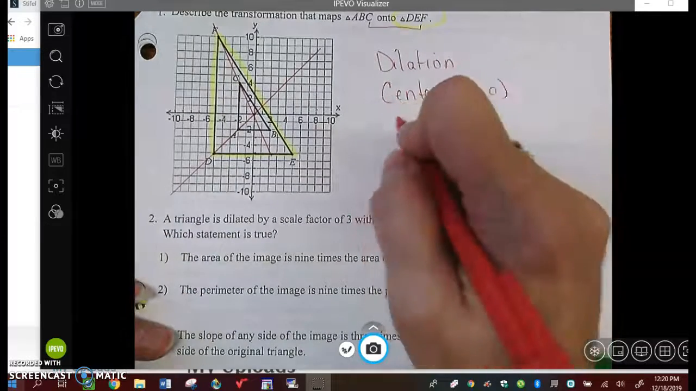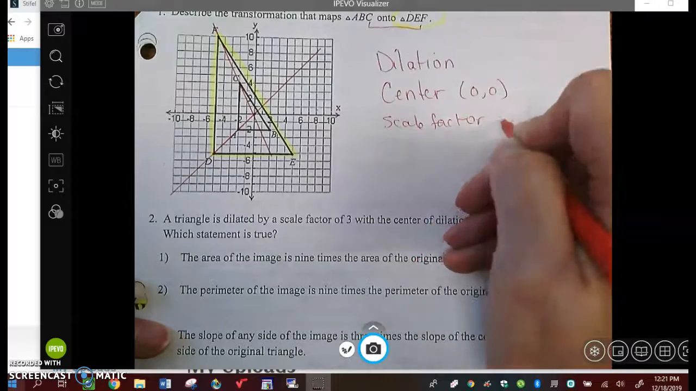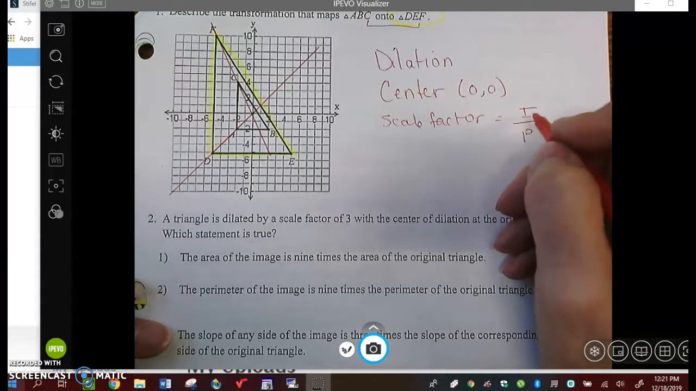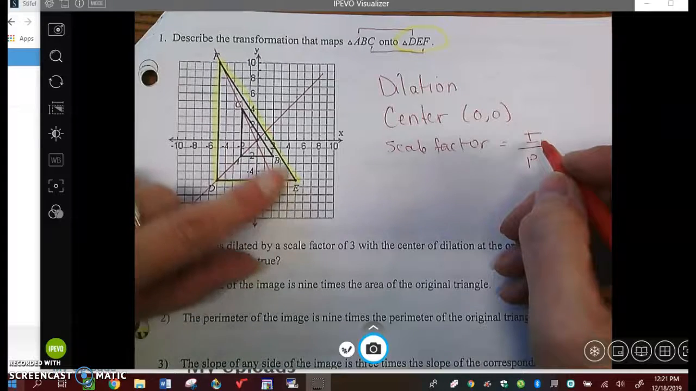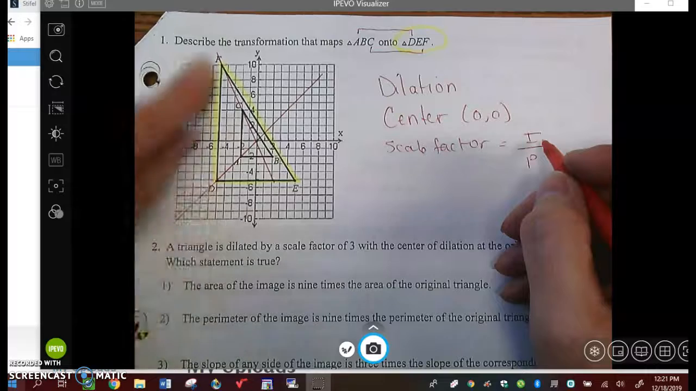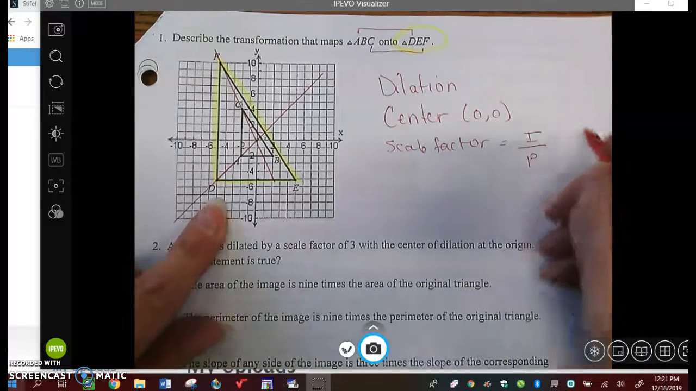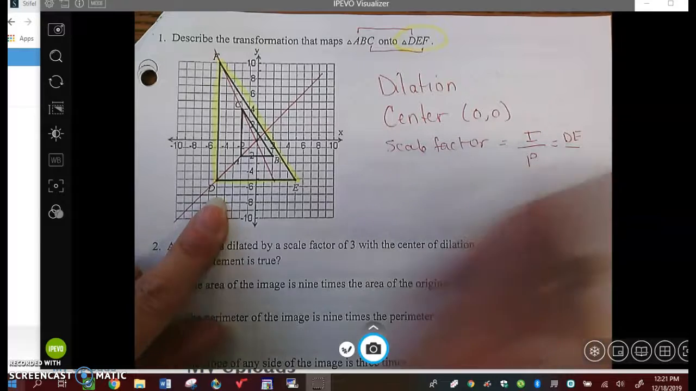Now for scale factor, I know it is always the image over the pre-image. I need an image's length. So can we count from F to E? No, that's slanted. How about F to D? Yes, we could count as vertical. We could also count from D to E. I'm going to count from D to E because that is shorter.